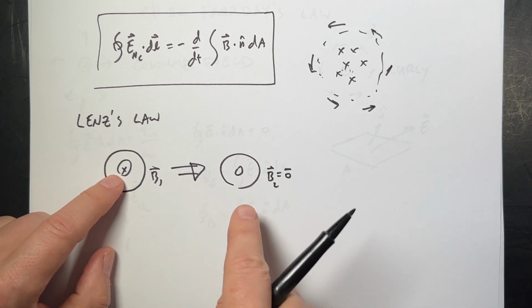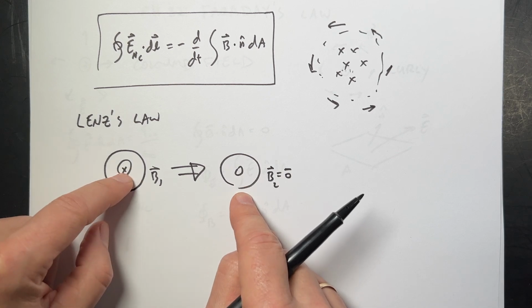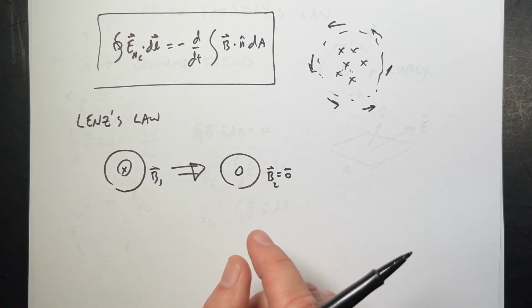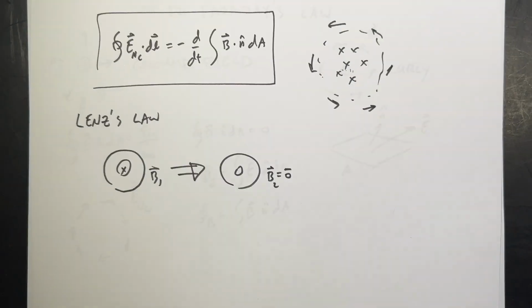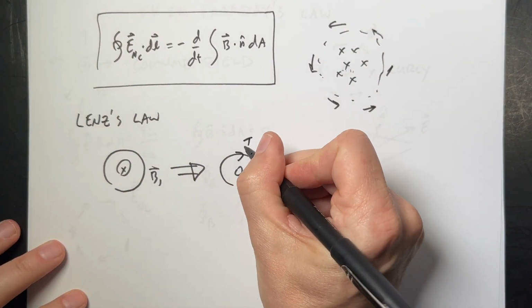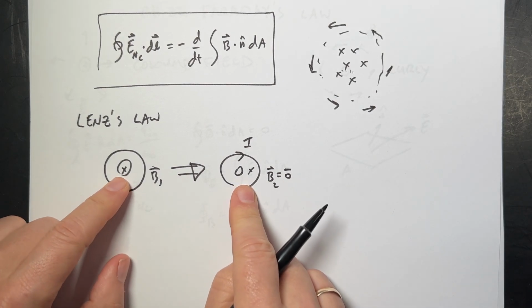So how would this make a current that would make a magnetic field going into the loop, into the board? Well, you can use your right-hand rule. If I put my hand in the direction of the current this way, it would make a magnetic field going that way. So that would try to maintain the magnetic field and the magnetic flux.